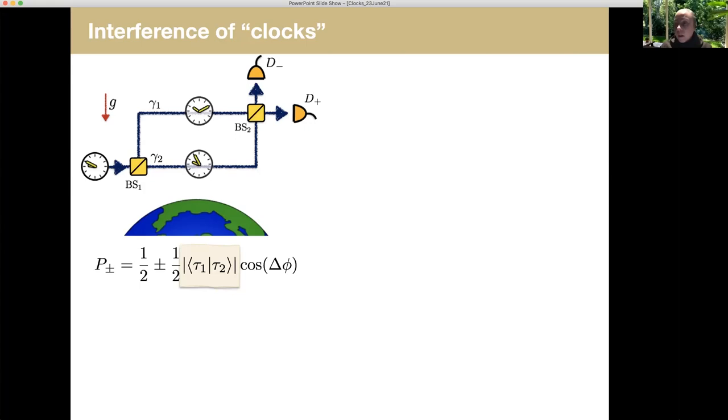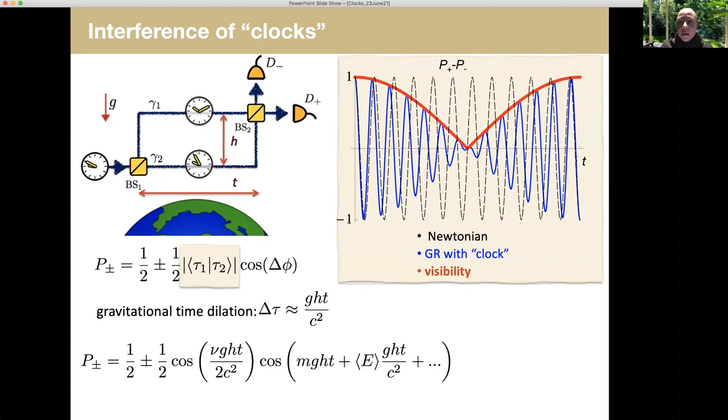And so if we look at the simple example where these paths are really idealized, and so we have a particle that sits at heights that differ by h for some laboratory time t on Earth. So g will be the gravitational acceleration on Earth for the quantitative part of the exercise. Then we can expect this kind of interference. So let me walk you through.